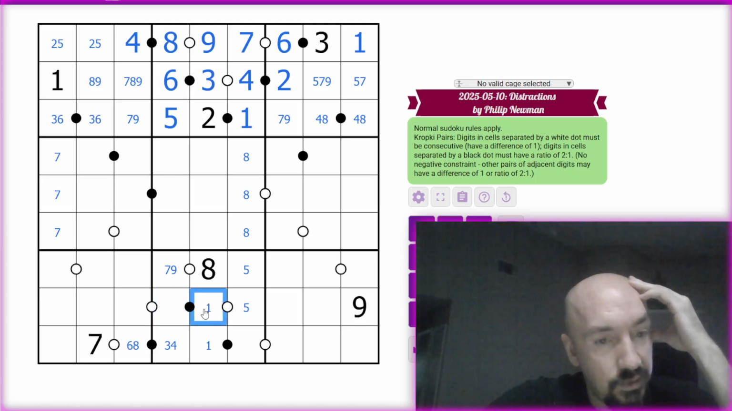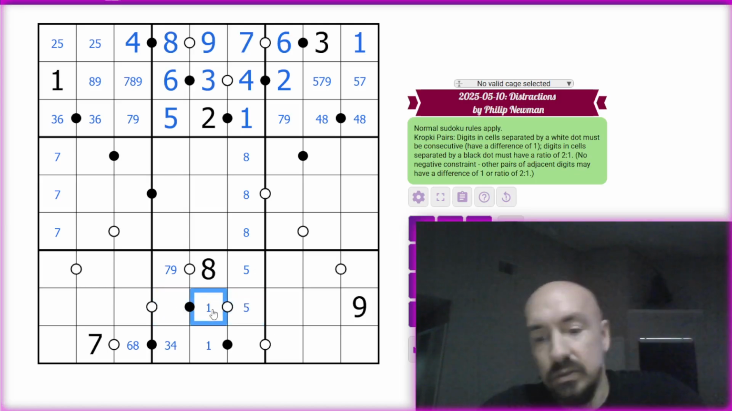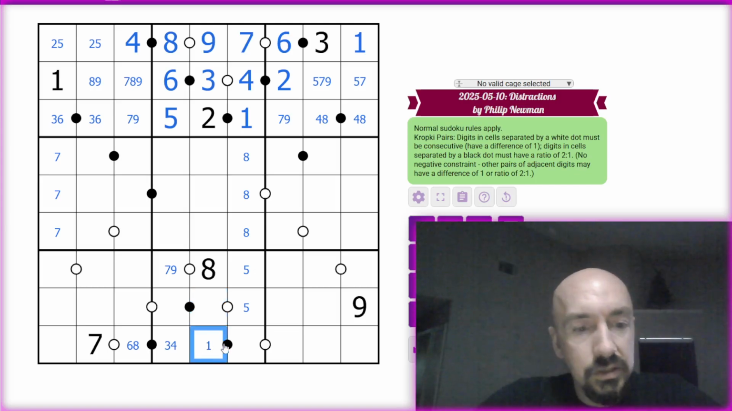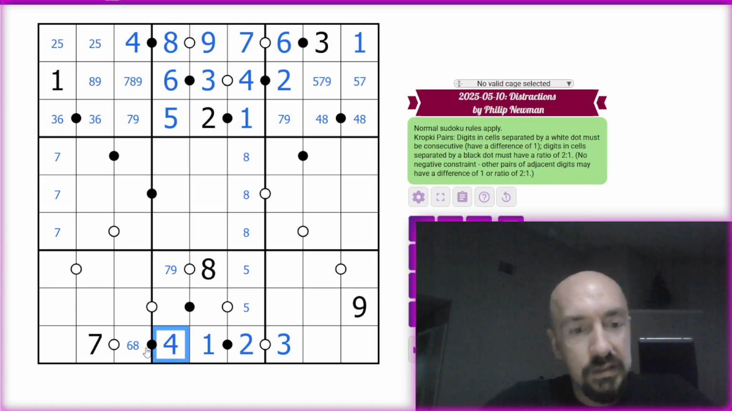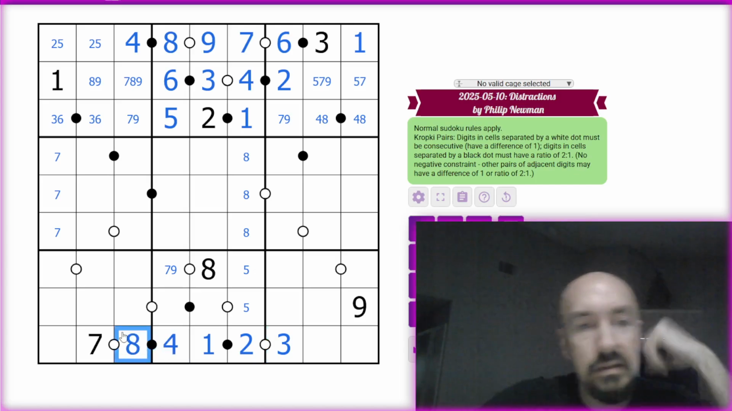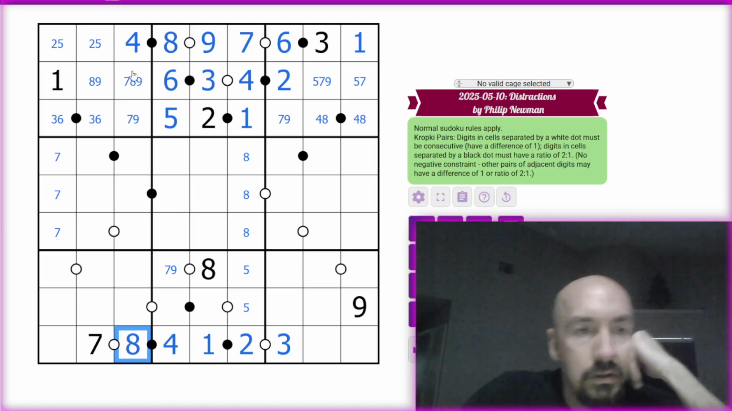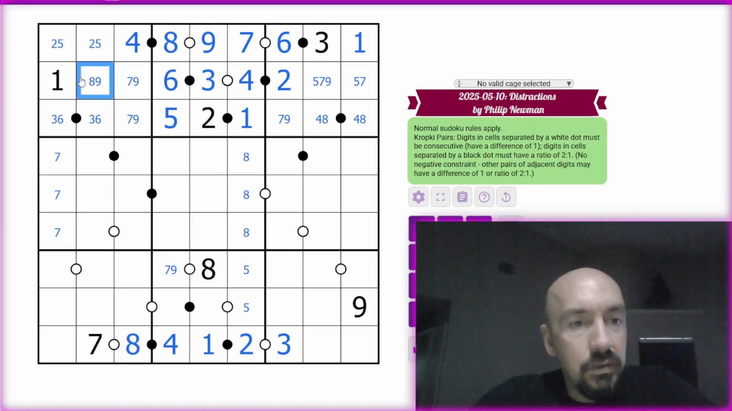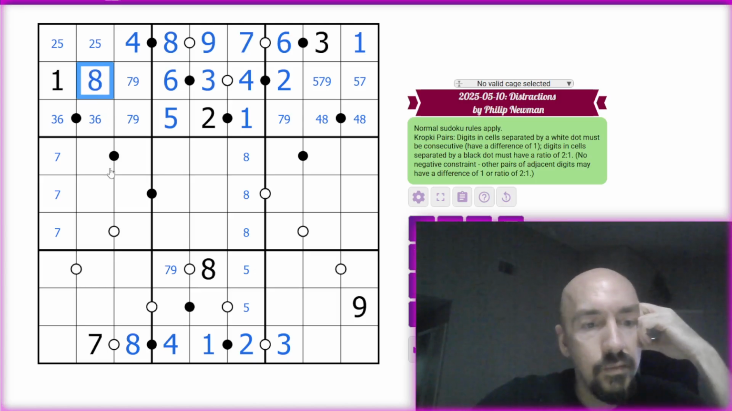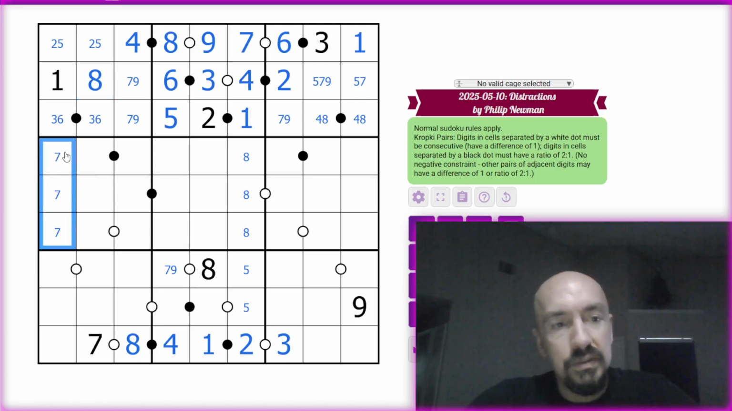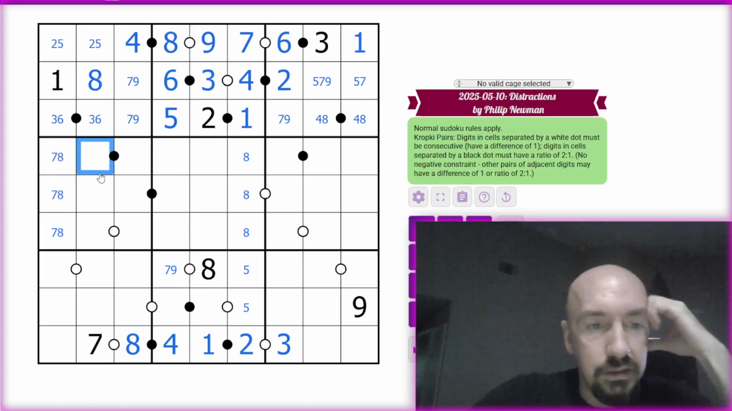And then this can't be a 1 because if there were a 1, this would have to be a 2, and this would also have to be a 2. So if my logic is correct, this would be a 1, that would be a 2, this would be a 3, which makes that a 4, and then this is an 8. So I can remove this 8 and place the 8 here. So this is now 7 and 8. All right.